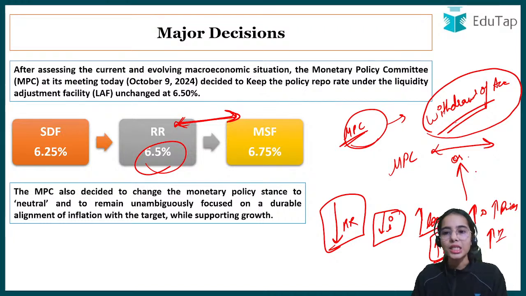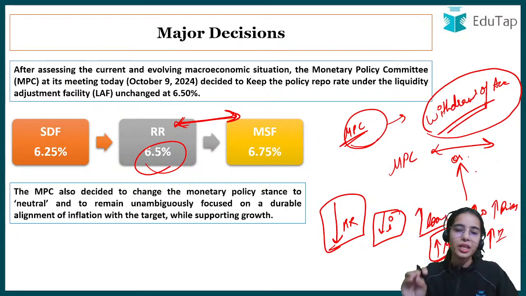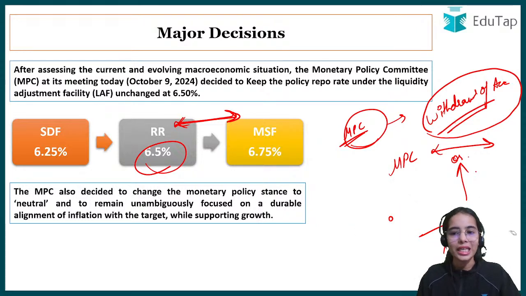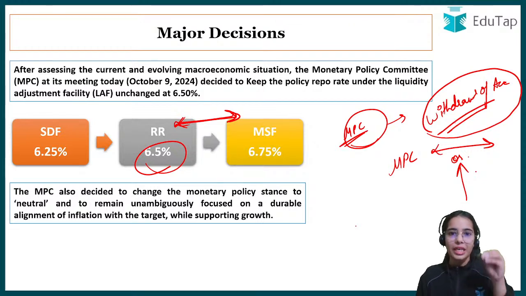So that's why the MPC in its previous meetings was saying that we are going to keep the withdrawal of accommodation, that in the coming MPCs we are not going to decrease the repo rate. That is withdrawal of accommodation, that in any scenario we are not going to decrease the repo rate. But in this October Monetary Policy Committee meeting, the MPC has changed its stance.